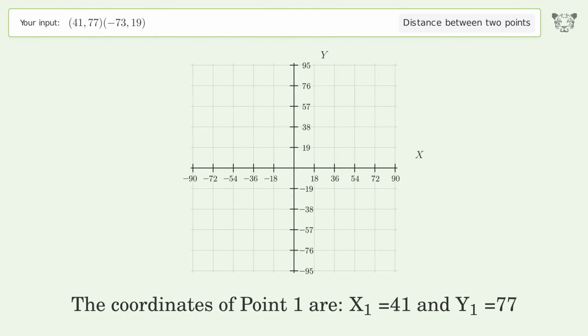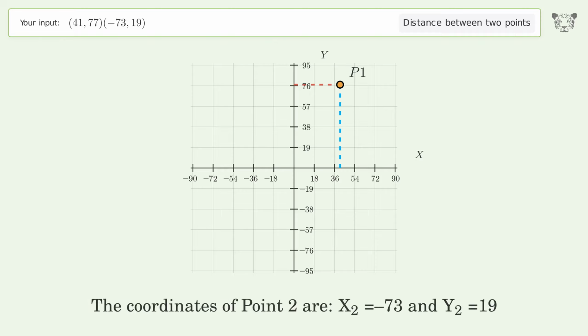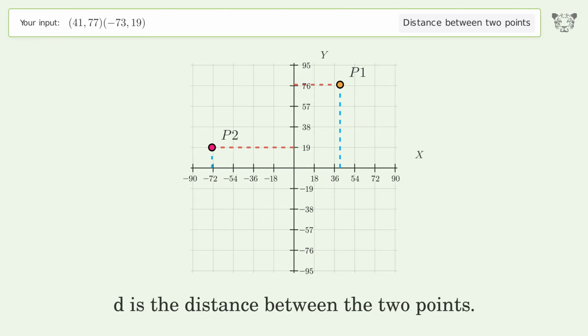The coordinates of point 1 are x1 equals 41 and y1 equals 77. The coordinates of point 2 are x2 equals negative 73 and y2 equals 19. D is the distance between the 2 points.